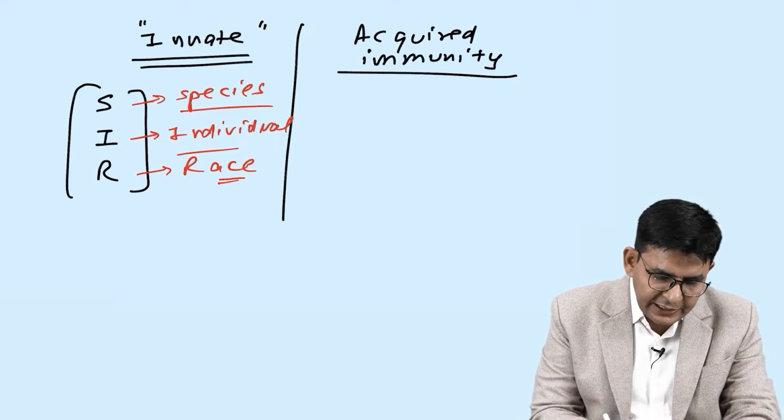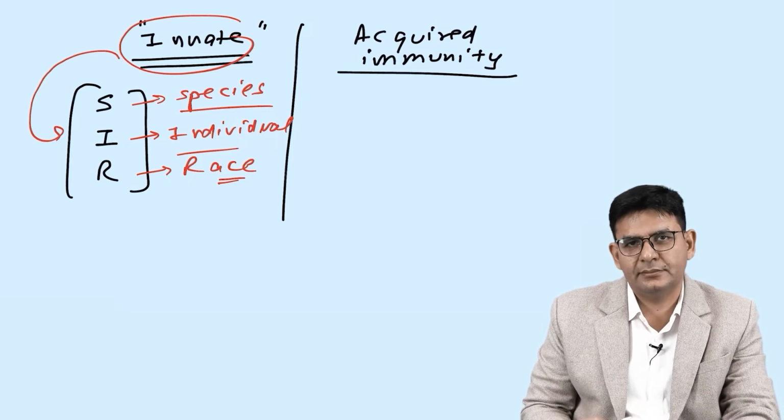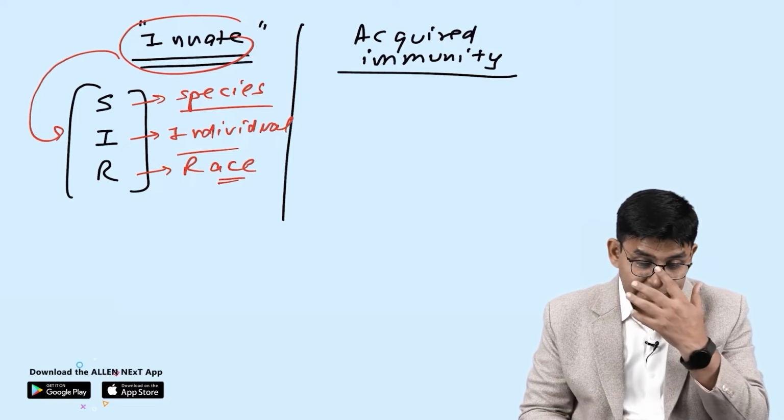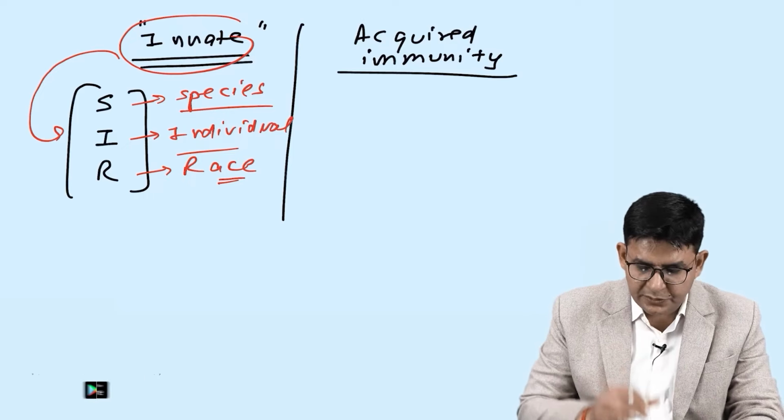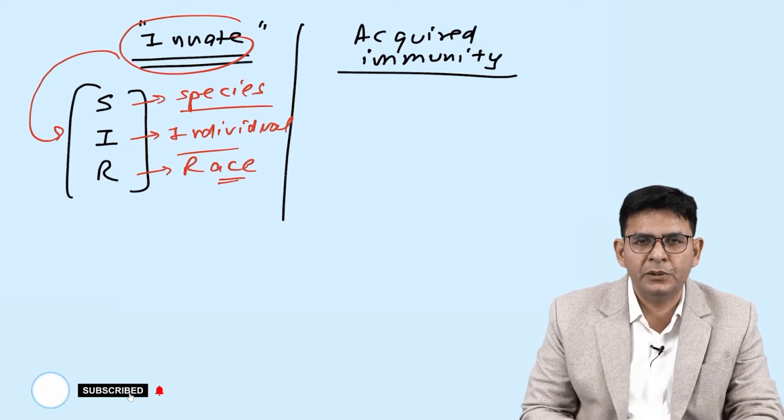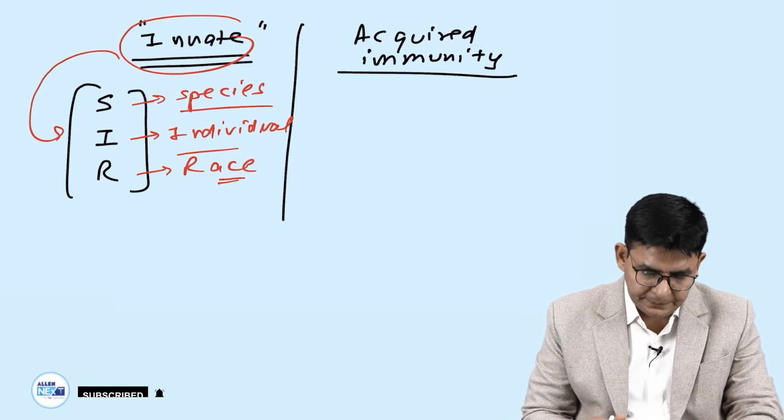Means the species, the individual parents, and the race. So basically innate immunity is based on what? SIR. Not me. Species, individual and race. Is it fine? So in the exam also, if you focus on these three things, you will be able to write a lot regarding innate immunity.